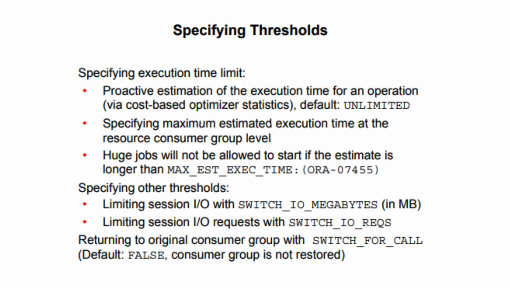Specifying execution time limit. Proactive estimation of the execution time for an operation, via cost-based optimizer statistics, default, unlimited. Specifying maximum estimated execution time at the resource consumer group level. Huge jobs will not be allowed to start if the estimate is longer than MAX_EST_EXEC_TIME. ORA-07455.